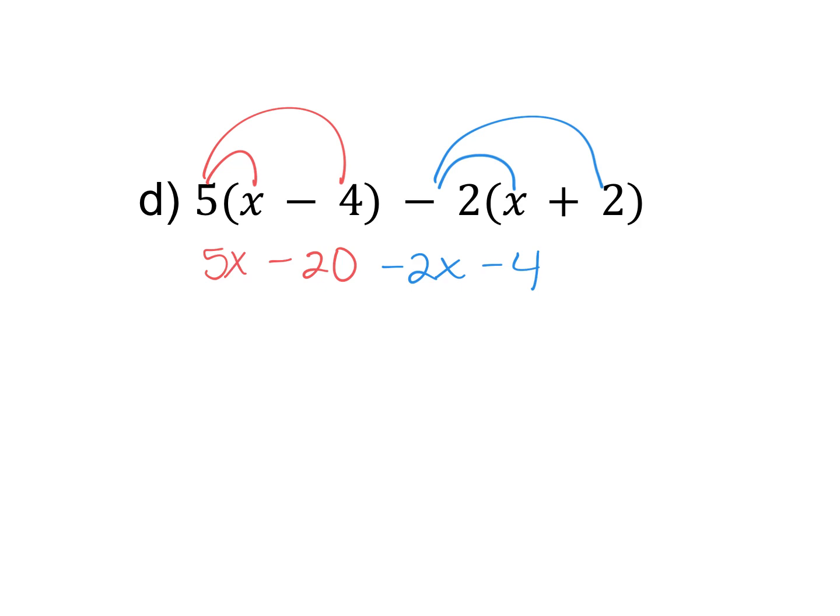All right, let's look at combining like terms. Looks like I have x's and constants to combine. So let's do the x's first. 5x and -2x make 3x. And then -20 minus 4 gives you -24.